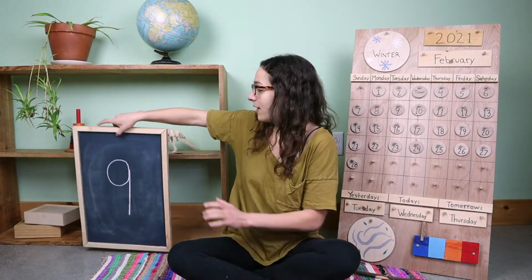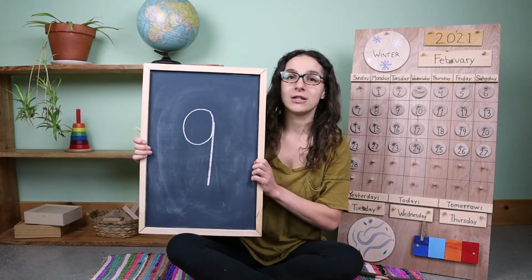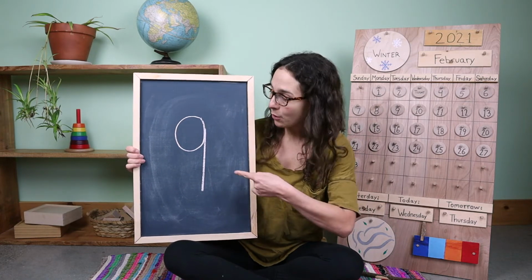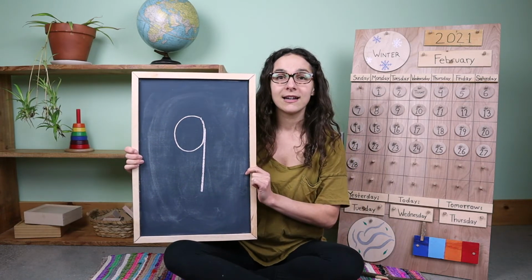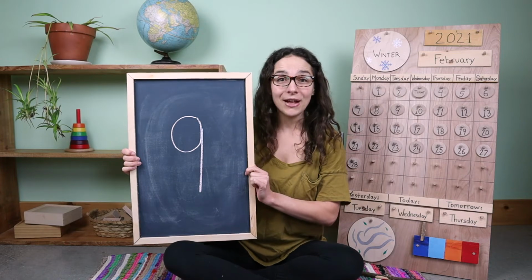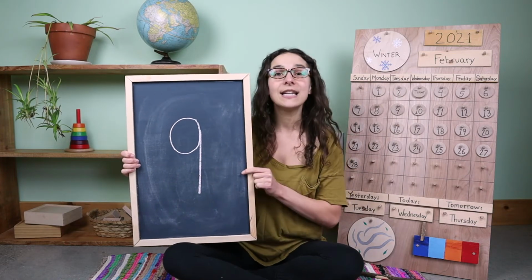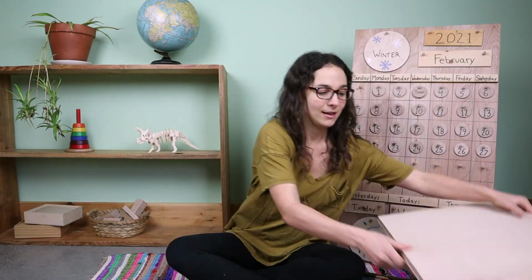We also have a new number that we've been talking about. Do you remember what number this is? 9. That's right, friends. This is the number 9. Now, let's hold up 9 fingers. First, we hold up one hand. One hand has 5 fingers, but we need 4 more fingers to make 9. There we go, 9 fingers.